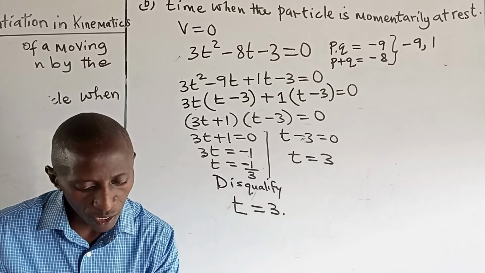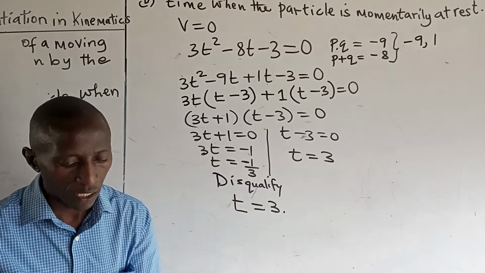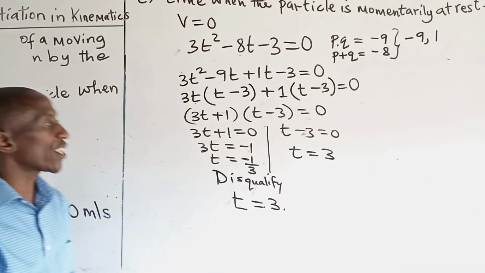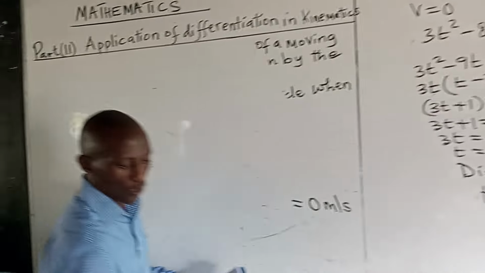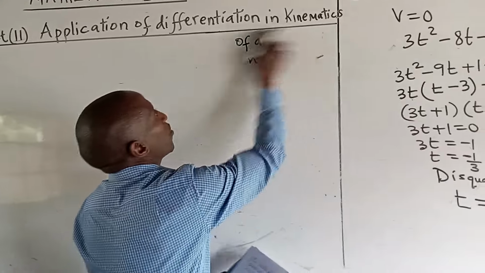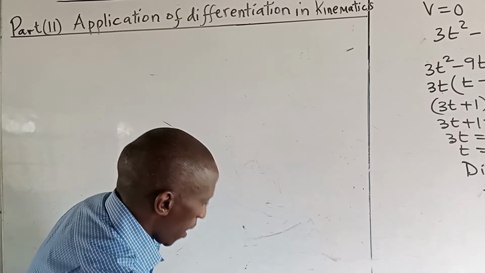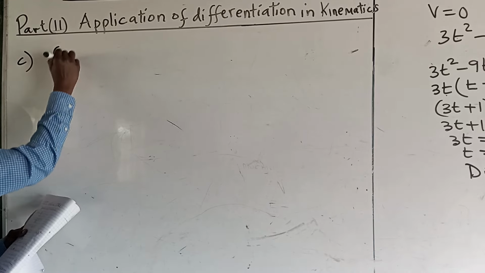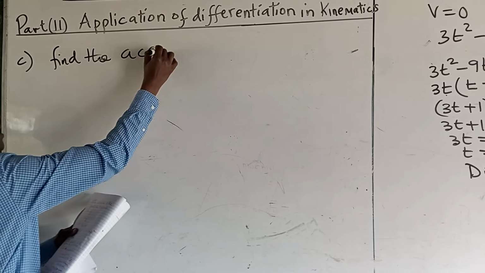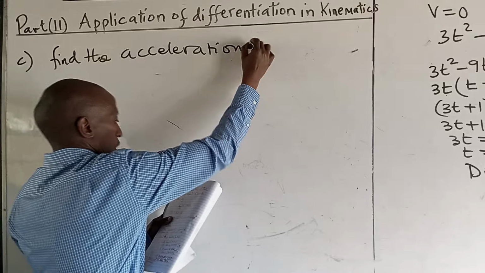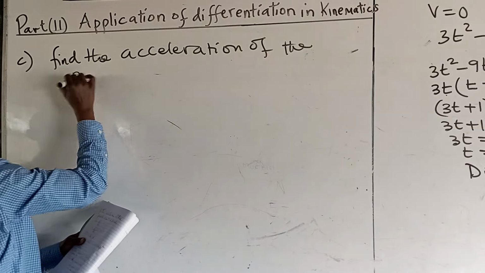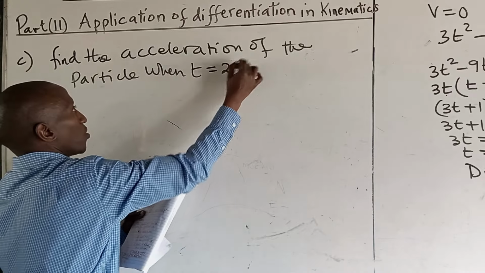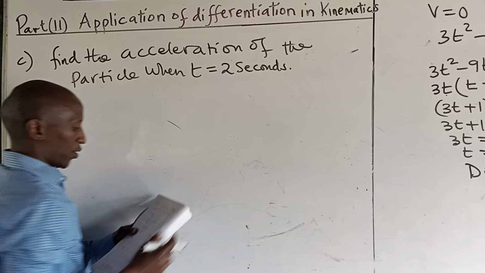And then finally, we look at part C of this question, whereby we shall look at acceleration. So let us move on to get acceleration. We use this space. In C, we are asked to determine the acceleration of the particle when t is equal to 2 seconds.